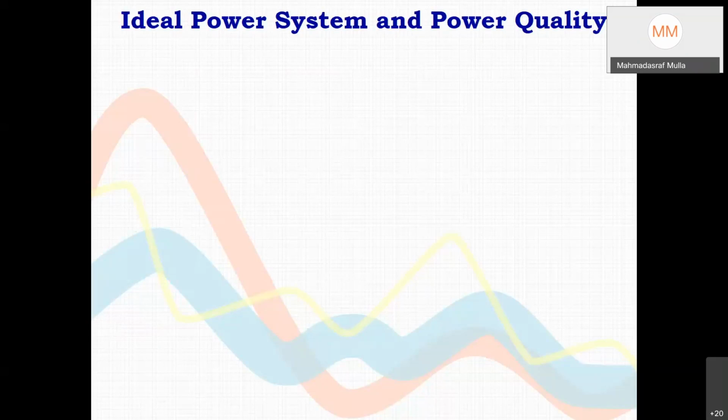Then power electronics has penetrated like anything in all the applications. These are switching circuits which draw non-sinusoidal current. So another deviation is that with a sinusoidal transformer voltage, we will start drawing non-sinusoidal current from this source.